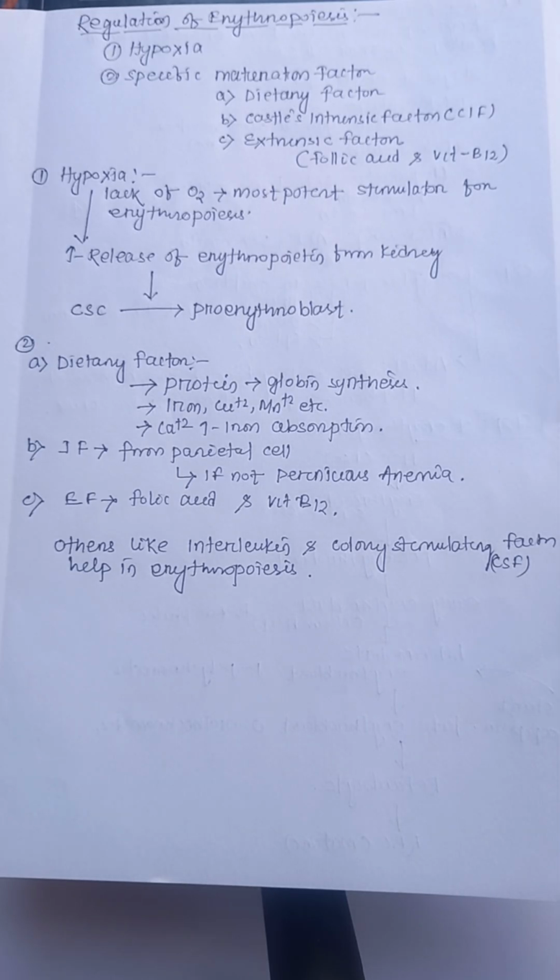And other factors like interleukins and colony stimulating factors help in erythropoiesis. You should learn about interleukin 1, 6, and 13, and also colony stimulating factors. These are for the higher classes.